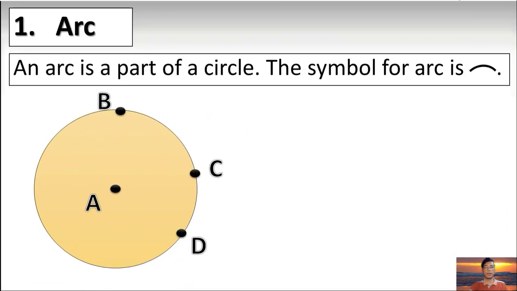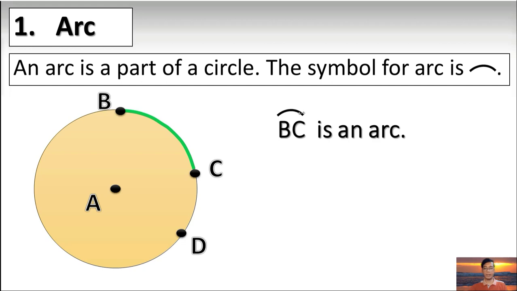Now, let's proceed to the next related terms to circle. Number 1 is arc. An arc is a part of a circle. The symbol for arc is, so this symbol, ito po yung symbol natin for arc, yung arco na yan. Okay, suppose, anong pangalan ng arc na yon? The name of that arc is arc BC. In symbols, ganito po yung gagamitin natin. Ayan. Arc BC. We can also accept arc CB.